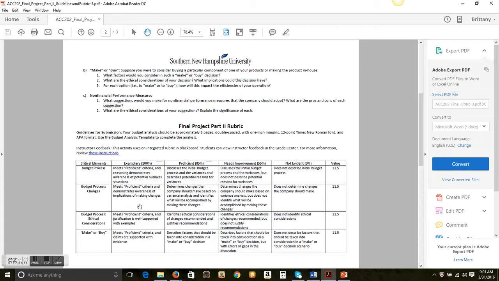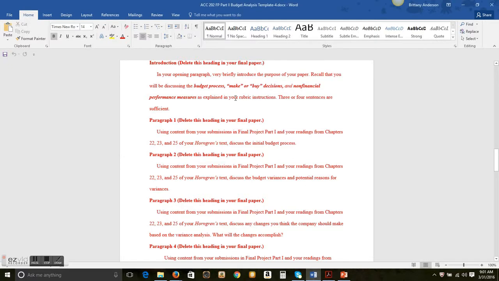Our budget process changes. We want to determine what the changes are that the company should make. Of course, they are being informed by our variances. You need to identify what changes will be accomplished by making these changes. And then again, to get to exemplary, you're talking about the implications of making those changes. This ethical element, please make sure that you are including that in every process that you're talking about. This is where I have routinely deducted points in the past when grading these projects, because students will talk about these two elements and then they never talk about the ethical ramifications. So be clear in your transition from thought to thought too, so that we can clearly identify that you're talking about ethical considerations. Right? So back to our template.